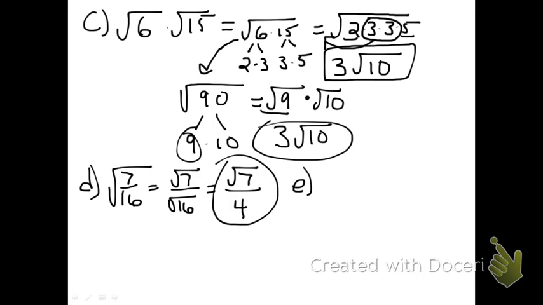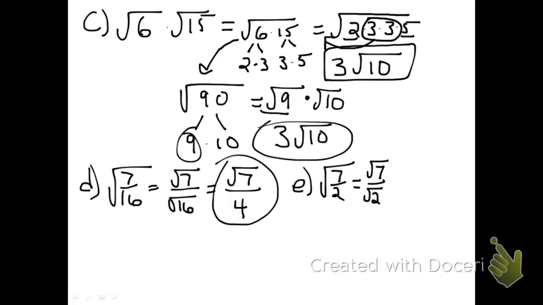Let's do another one, one that's a little bit more fun. I have the square root of 7 over 2. I'm going to do the same thing I just did. I'm going to square root the numerator and the denominator separately. Now, you can't simplify the square root of 7. You can't break that number down, and 2 also can't be broken down.